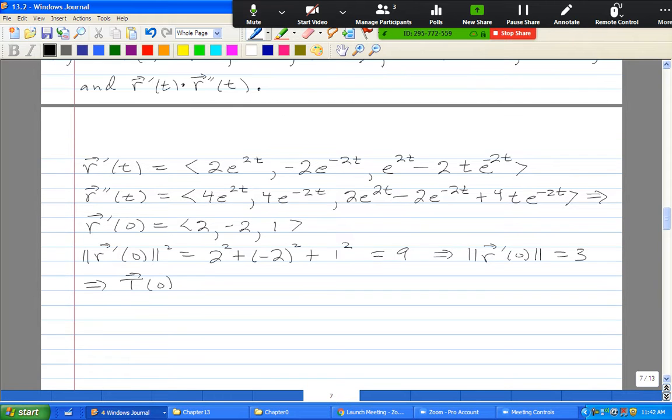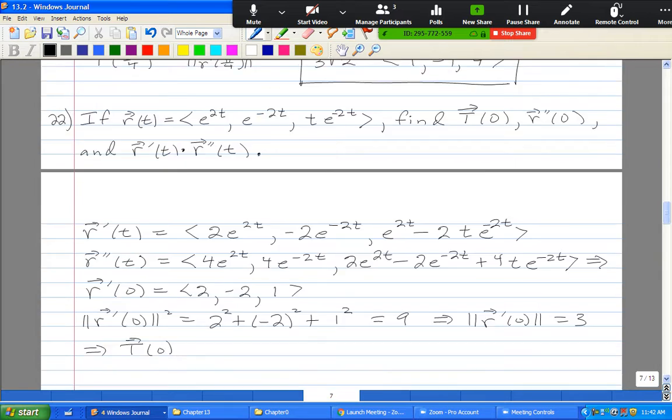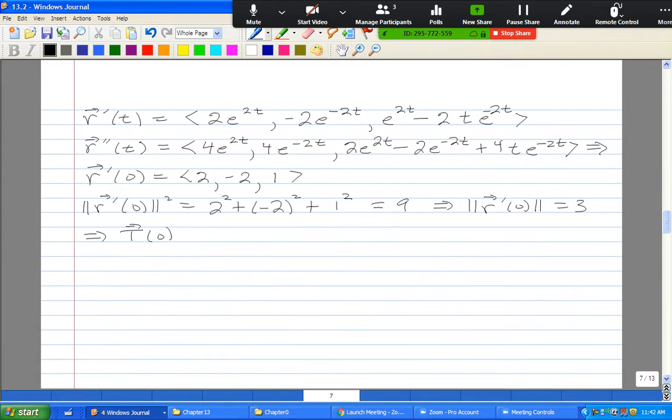So the unit tangent vector at 0, yes, only one at 0. I'm going to just divide each of these by 3. So it's 1/3 times 2, minus 2, 1.